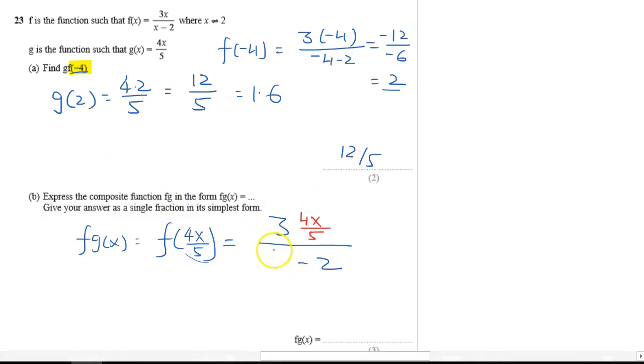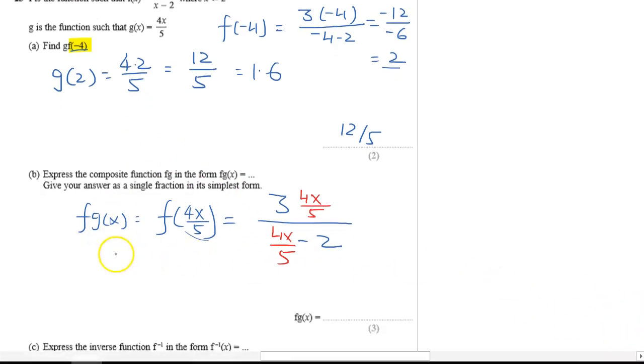So this will be 4x over 5. See, our function is 3x over x minus 2. 3x, now x is this, 4x over 5. x minus 2 is this. So if I solve it, that will be 3 times 4 is 12x over 5, divided by 4x minus 10 over 5. We can cancel 5 by 5.